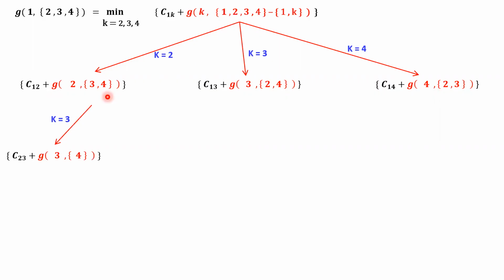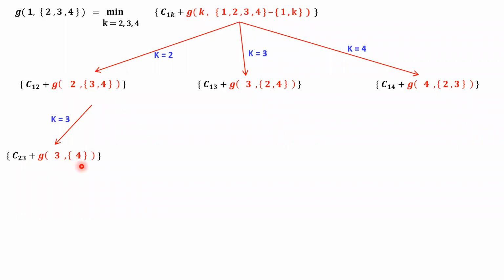Now, what are the possible values for K here? Possible values for K are always the remaining cities. So here, the possible values for K at this level are the remaining cities, which are 3, 4. So K may be replaced with 3, K may be replaced with 4. So then it will become C of 2, 3, that is the cost from visiting the second city to the third city, plus, now the third city will become the starting city and the remaining node to be visited equals 4.